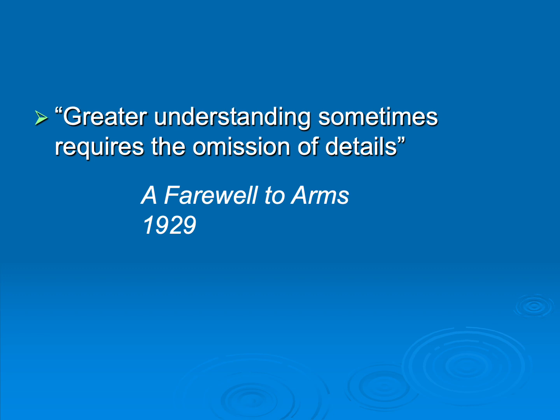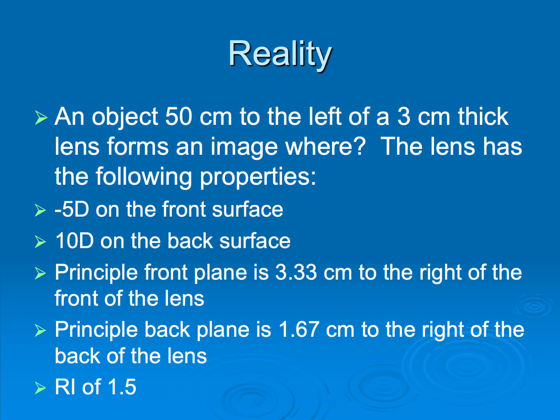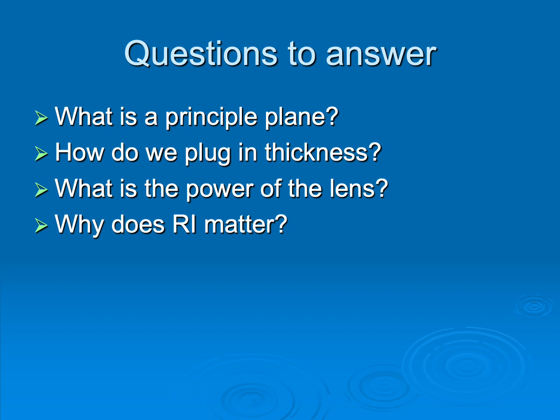But today, we're going to talk about those details so that you kind of have an appreciation for what we've simplified. So this is how, in reality, the problem would be given to you rather than in the simplified form that we've been using. An object 50 centimeters to the left of a 3 centimeter thick lens forms an image where and has the following properties, and it tells you the power on the front surface, power on the back, and it tells you the principal plane is located here and the principal back plane is located there, and it gives you an RI. Now you've got 100 questions.